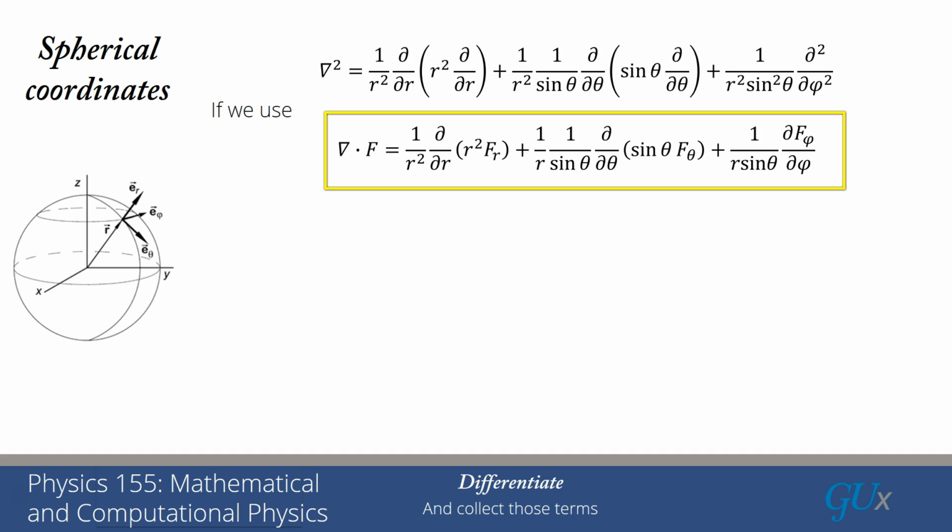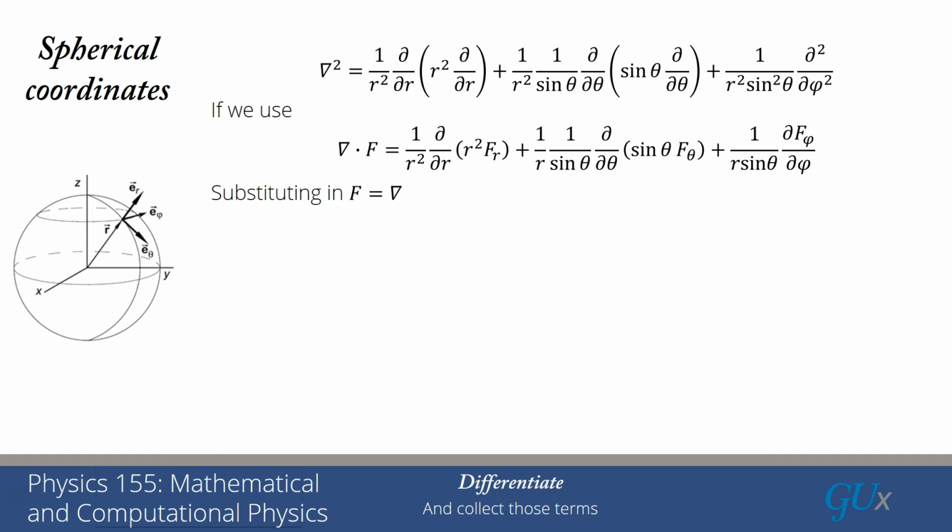The divergence of f is 1 over r squared d by dr of r squared times the component of f in the radial direction, plus 1 over r, 1 over sine theta d by d theta of sine theta times the component of f in the e_theta direction, plus 1 over r sine theta, the derivative of the component of f in the e_phi direction with respect to phi.